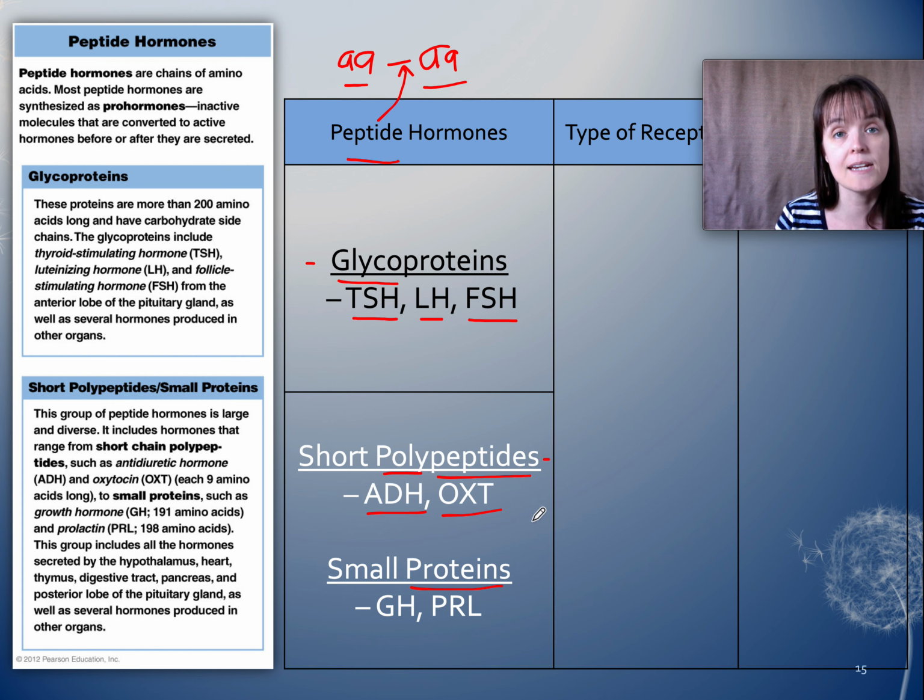We talked about ADH in the first video, I think. And that's the anti-diuretic hormone. So if you take a diuretic pill, it makes you pee. So the anti-diuretic hormone makes you not pee. And then OXT is the cuddle hormone. Both of these are made in the hypothalamus of the brain and released from the neurohypophysis, the posterior pituitary gland. And the small proteins are growth hormone, which you've heard of, and prolactin, which makes milk.